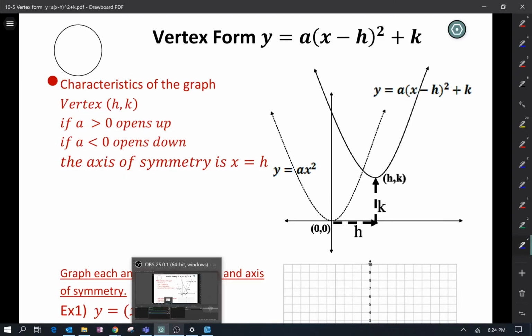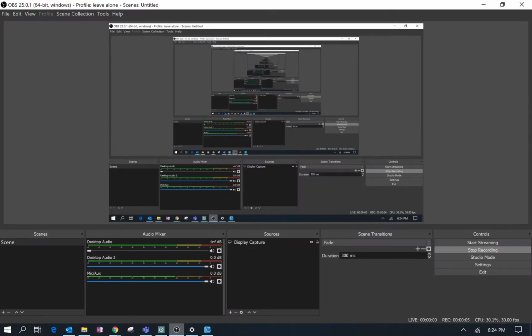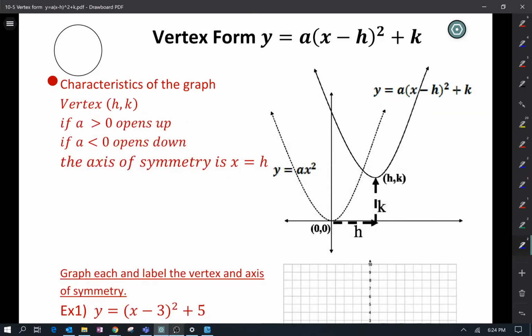Okay, today I'm going to talk about the vertex form of quadratic equations. This is not too bad to do, but it's really dealing with making sure you understand completing the square. Because if you can understand completing the square, then vertex form is not going to be that hard for you. So the first thing about vertex form.